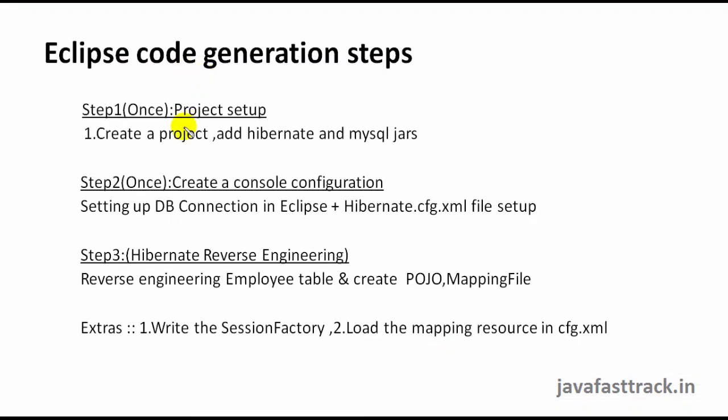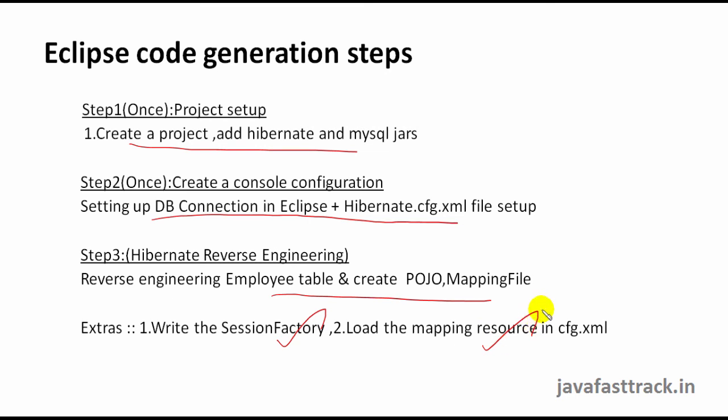Now I have completed all the steps. Step 1 is to create the project and add the jars. Step 2 is the console configuration, in which I have set up the database connection and configured the Hibernate configuration file. Step 3 is the reverse engineering procedure. I have reverse engineered the table and generated POJOs and the mapping file. And then I have also set up the session factory and loaded the mapping resource in the configuration file. The whole set of Hibernate files are generated now.